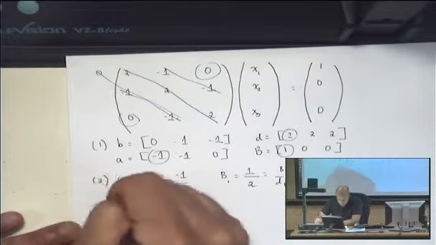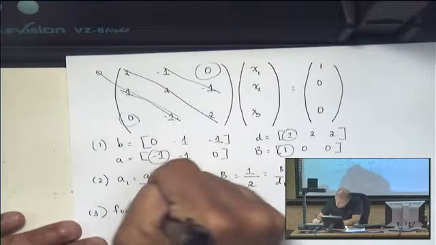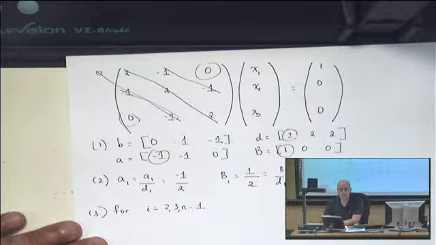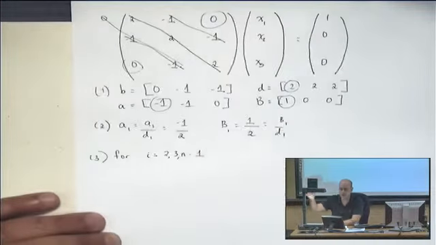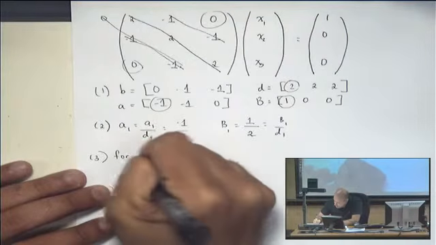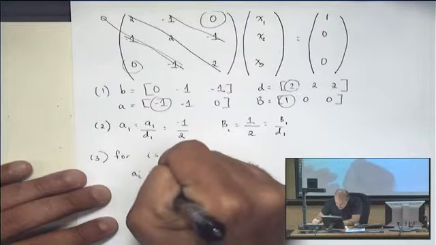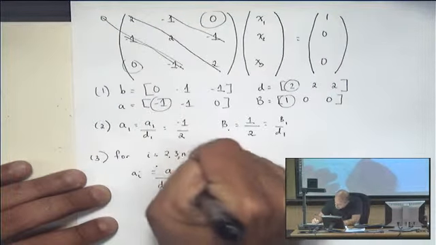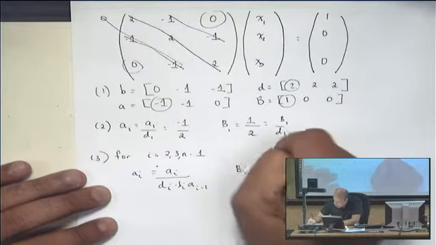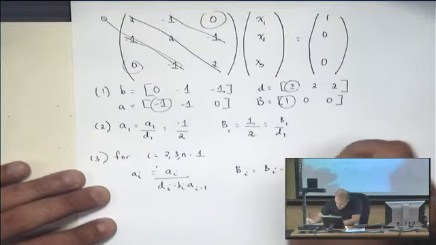All right, step 3. What's step 3? Step 3 says that for i equal to 2, 3, up to n minus 1. Sounds like a good MATLAB function or script file, right? For i equal to 2, 3 to n minus 1, AI is equal to little ai divided by di minus bi times a(i minus 1). And capital Bi is Bi minus little bi times B(i minus 1), all over the same denominator.